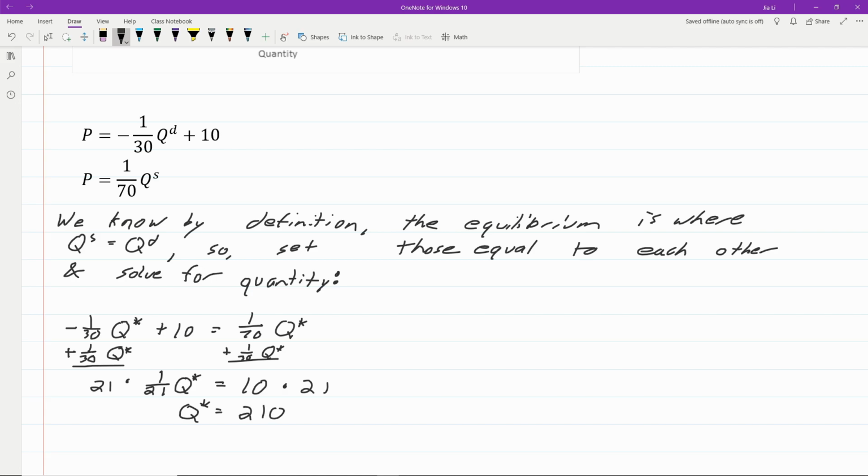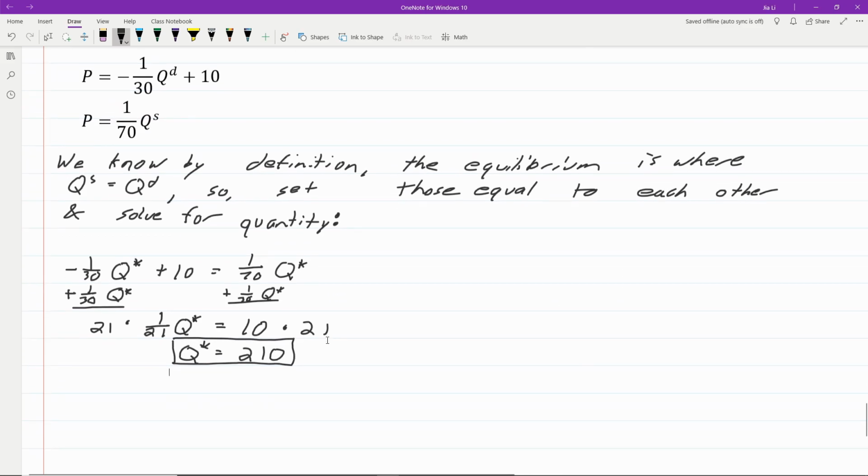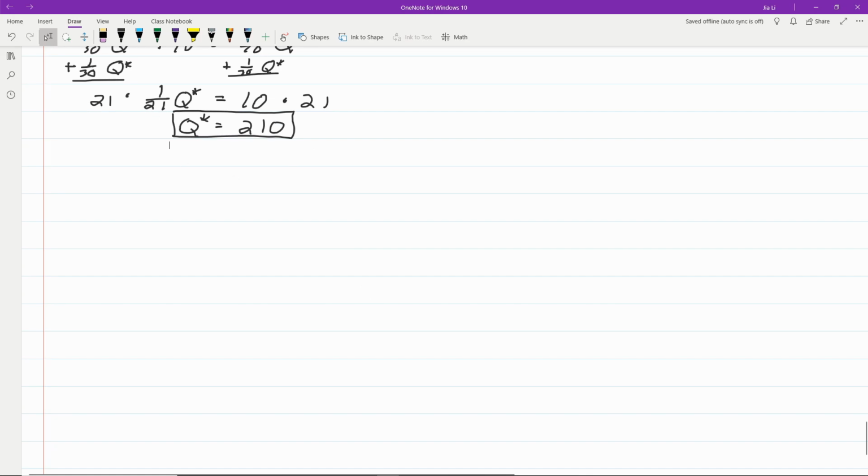Now we get 210 for equilibrium quantity, which is exactly what we worked out from before as well, right? On the table and on the graph, we saw equilibrium quantity is 210. That's not the entire thing though, because we still need to work out the price. So let's substitute Q star into our demand function, as well as our supply function.